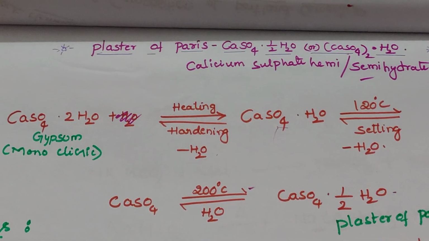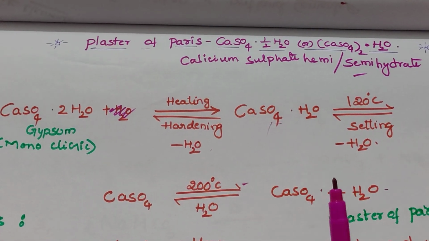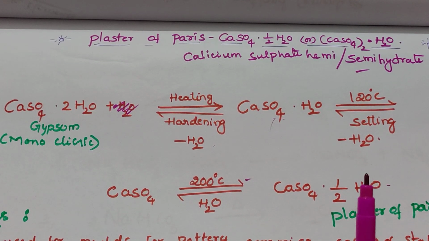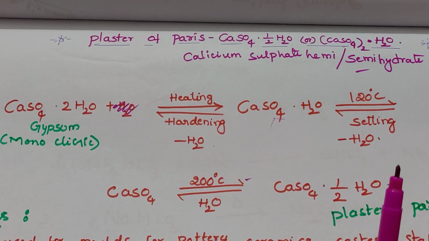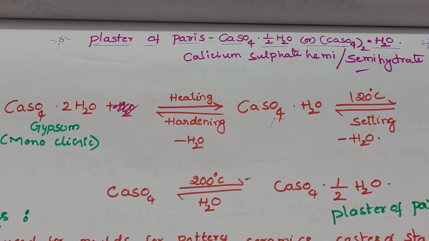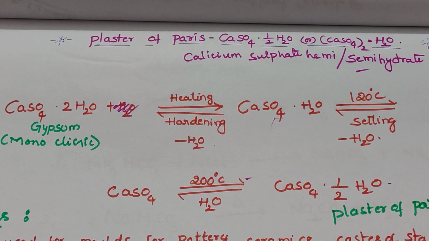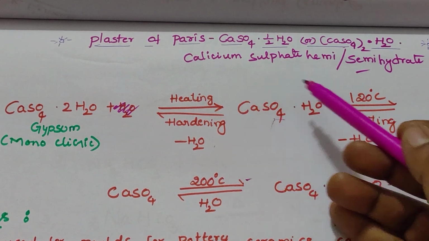What is plaster of Paris? This is an important question in the s-block elements. Plaster of Paris is calcium sulfate semihydrate or hemihydrate. The formula of plaster of Paris is CaSO4·½H2O, or (CaSO4)2·H2O. This is the plaster of Paris preparation.